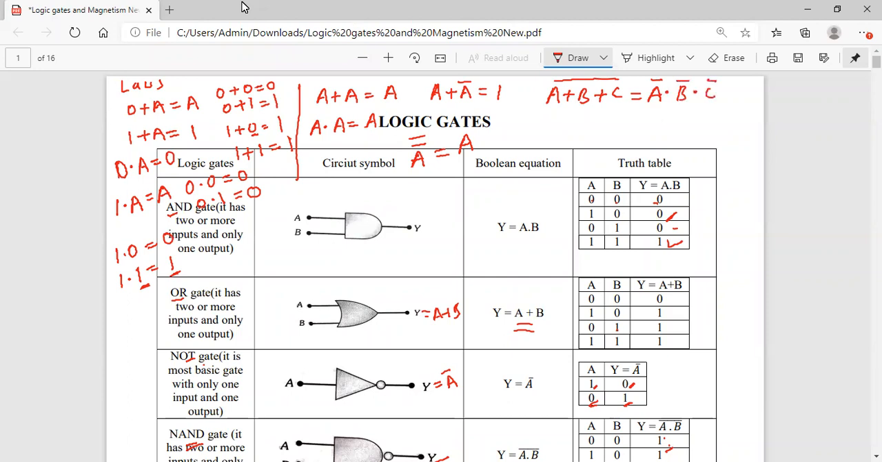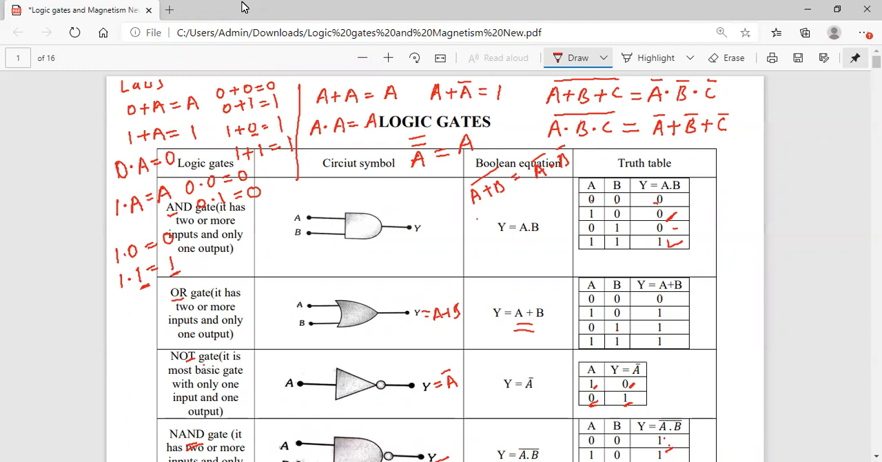bar into C bar. So the whole bar becomes individual bars with a change of addition into multiplication. Similarly, another formula, A into B into C whole bar is equal to A bar plus B bar plus C bar. For two inputs, A plus B whole bar is equal to A bar dot B bar.